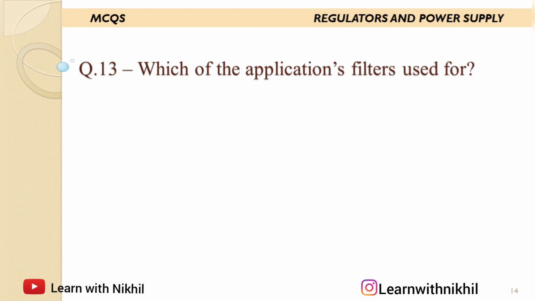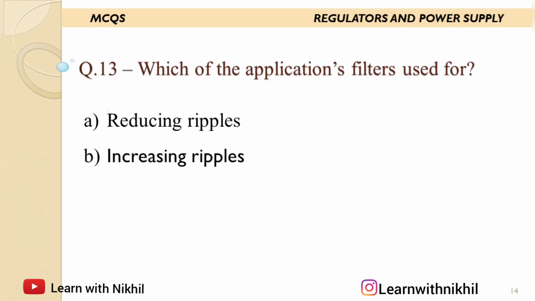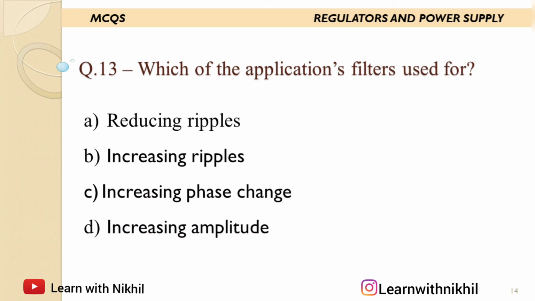Which of the applications filters used for? A. Reducing ripples, B. Increasing ripples, C. Increasing phase change, or D. Increasing amplitude. So as you know, again filters are used to reduce the AC component, and as you know, AC components are nothing but ripples. So filters are used to reduce ripples or reduce AC component.